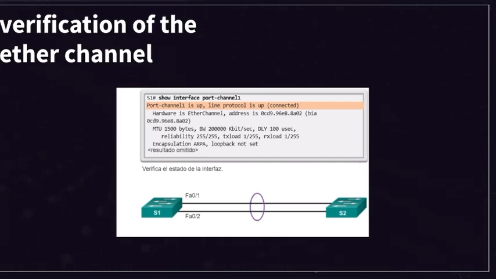Step 2. Create a port channel interface with the channel-group identifier mode active command in interface range configuration mode. The identifier specifies the group number of the channel. The mode active keywords identify this configuration as an EtherChannel using LACP.